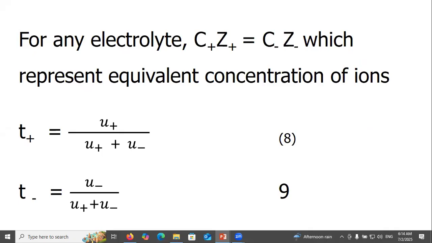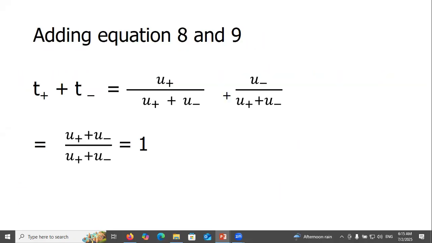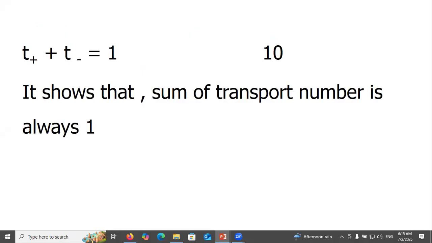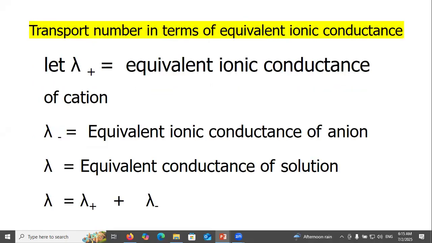For any electrolyte, C+ Z+ equals C- Z-, which represent the equivalent concentration of ions. So T+ equals μ+ over (μ+ + μ-). Similarly, T- equals μ- over (μ+ + μ-). Adding equations 8 and 9, T+ and T- will get 1. It shows that the sum of the transport numbers is always 1.